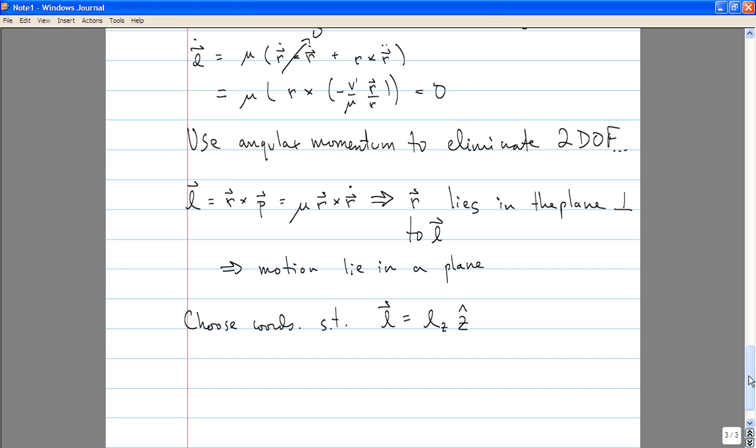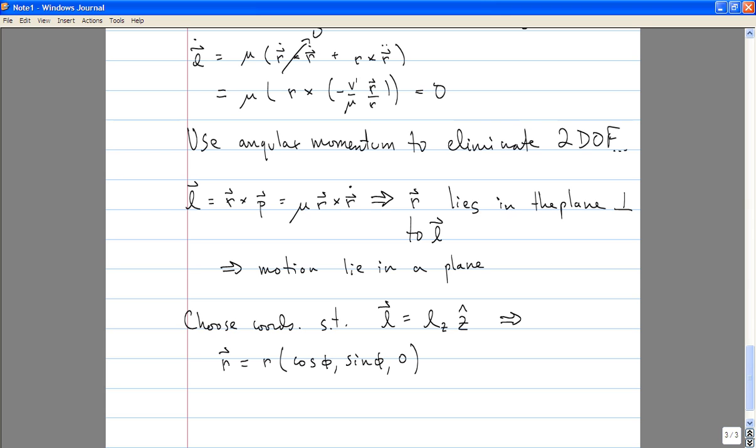And so that means that the position vector will live only in the x and y directions. So I can use polar coordinates to describe the position vector in those coordinates. And it'll just be r, the length of the vector, times cosine phi or sine phi if I'm looking at the x or y coordinate, respectively.